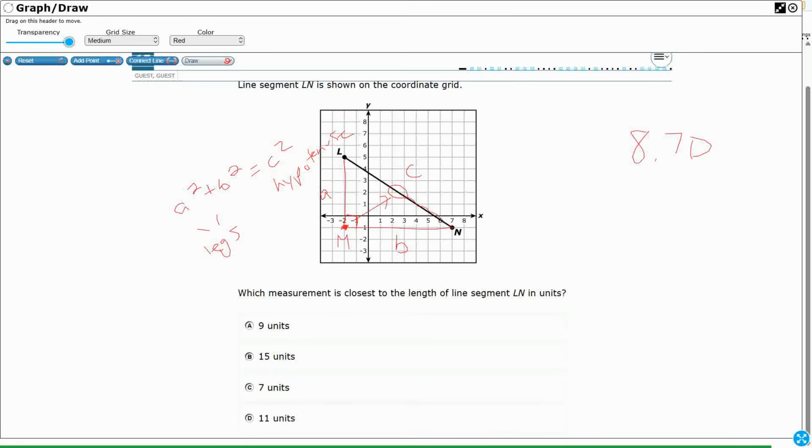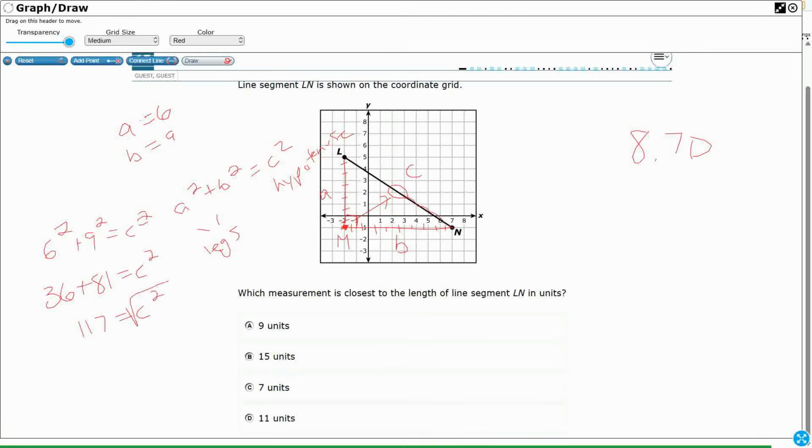Now, I can find the lengths because these are vertical or horizontal lines. 1, 2, 3, 4, 5, 6. All right, so A equals 6. B equals 1, 2, 3, 4, 5, 6, 7, 8, 9. B equals 9. All right, so if I plug this in, what I'm going to get is 6 squared plus 9 squared equals c squared, right? That's what the Pythagorean theorem, which has been proved so many different ways, tells us. All right, so I've got 36 plus 81 equals c squared. So I've got 117 equals c squared.